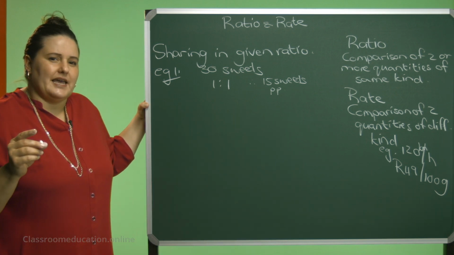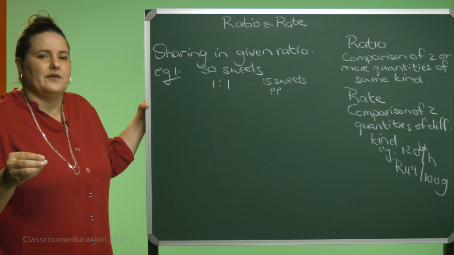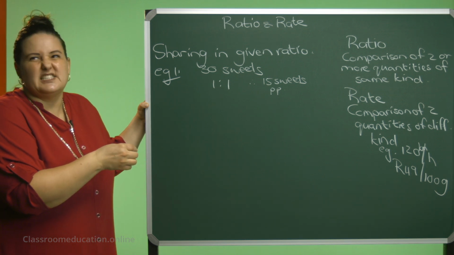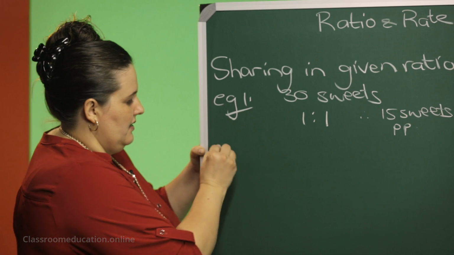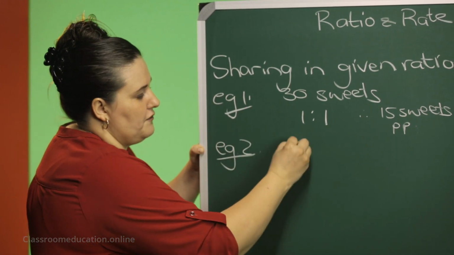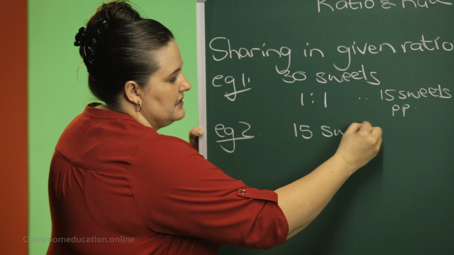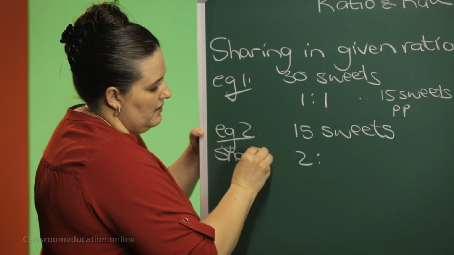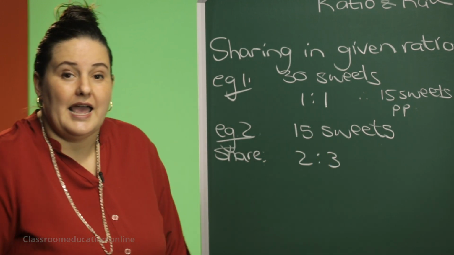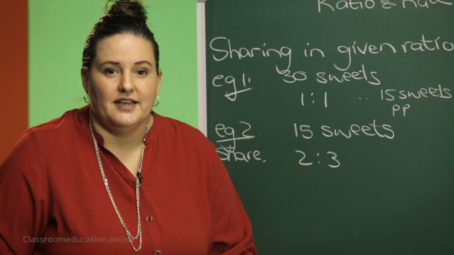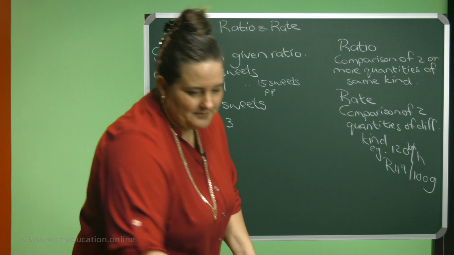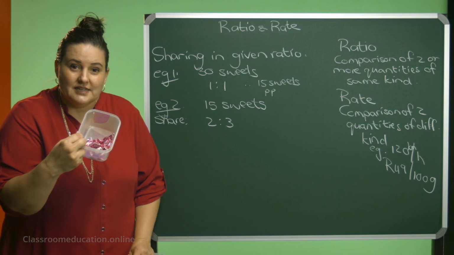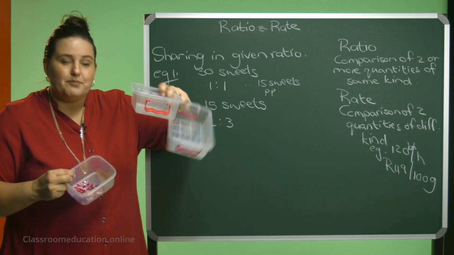But what if we don't share the sweets in a ratio 1:1, but we change the ratio, let's say 2:3. If you have 15 sweets and we need to share it in the ratio 2:3, how are we going to do that? First, do it practically. Here, I have my 15 sweets. Here is person 1 and person 2.